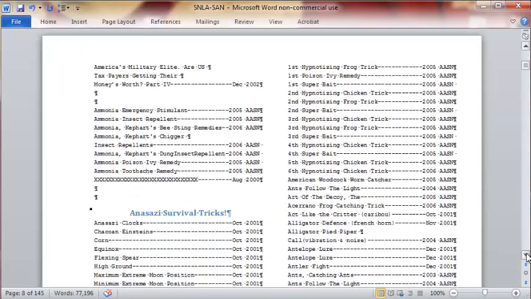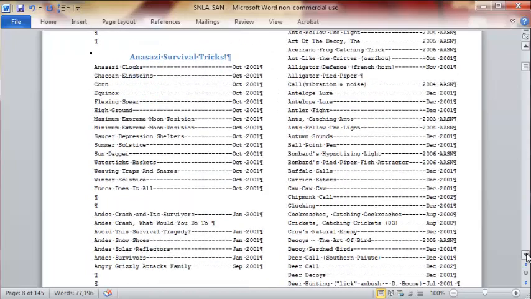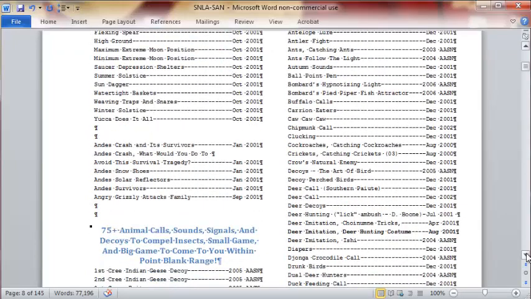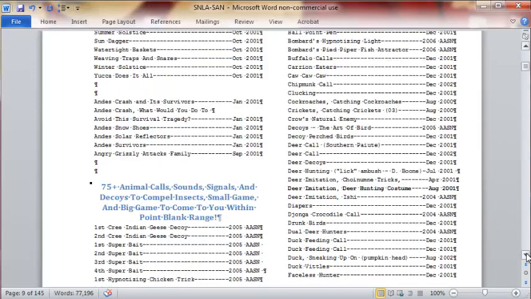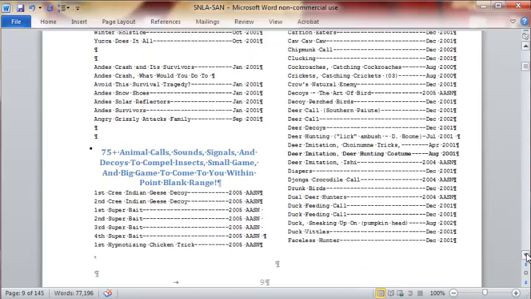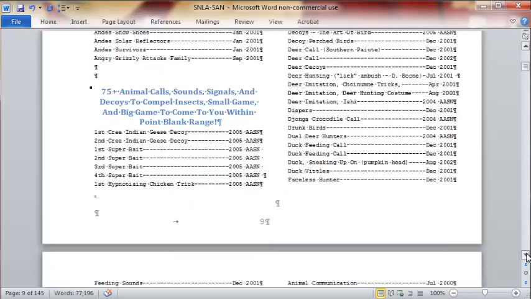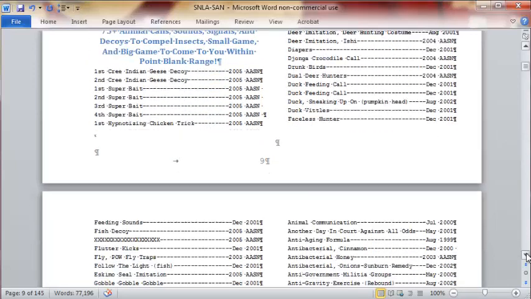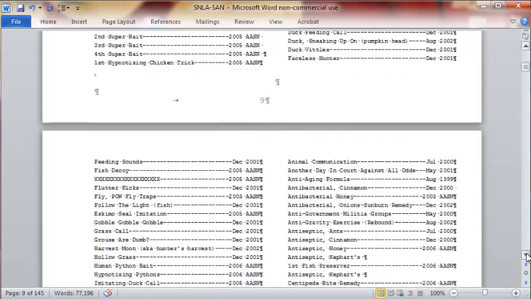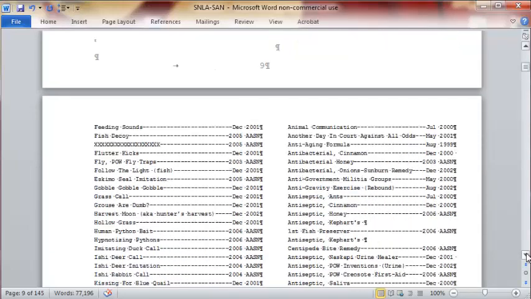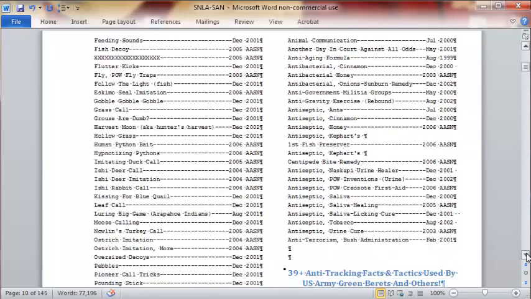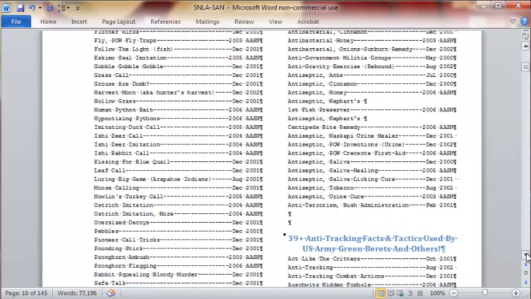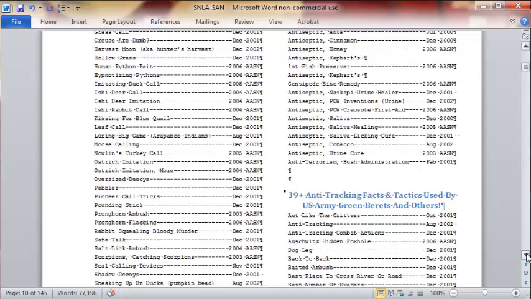Okay, Anasazi survival tricks. 75. This is a good one. 75 animal calls, sound signals, and decoys to compel insect, small game, and big game to come to you within point blank range. Good write up there. This is real stuff. This is international, and these are the tricks that the Native American Indians and the mountain men used. I even interviewed modern day hunters, and they told me what they did. Whether it's illegal or not doesn't matter because this is an information product only. I'm just telling you that.